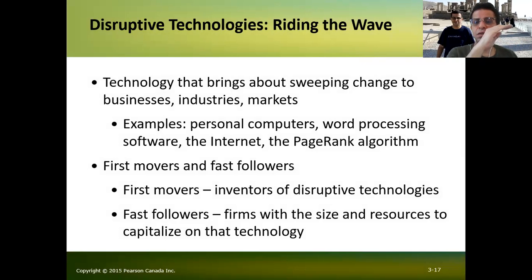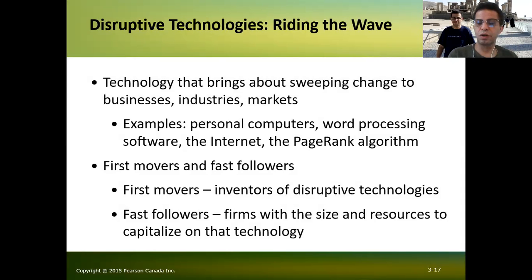Now, once in a while we run into a disruptive technology, which is riding the wave. And now we're coming to a very disruptive technology, especially in the field of artificial intelligence. It's technology that brings about sweeping changes to business, industries, and markets. It totally changes things, like the personal computer, word processing software, the internet, the PageRank algorithm. These are disruptive technologies which make a big change.